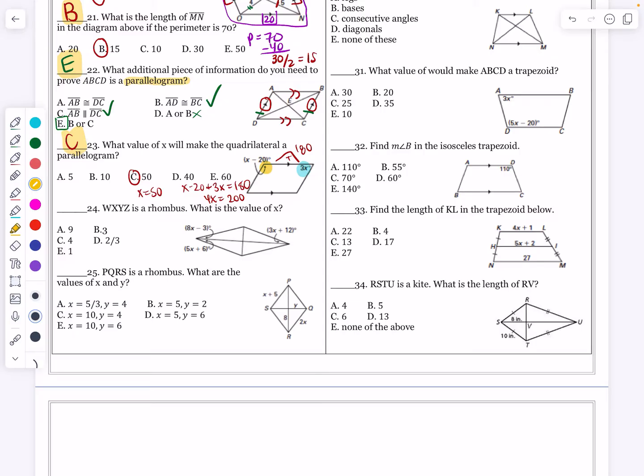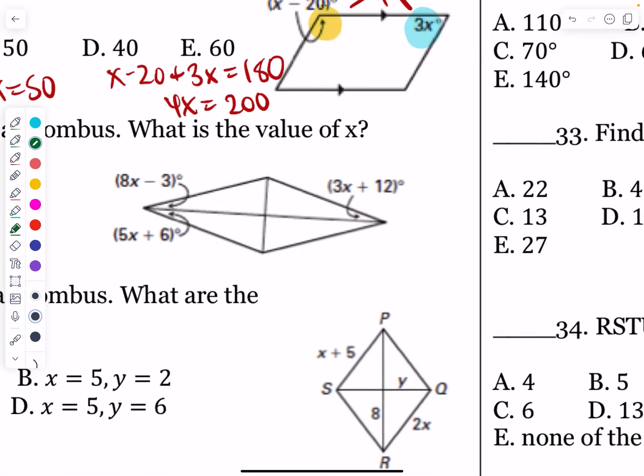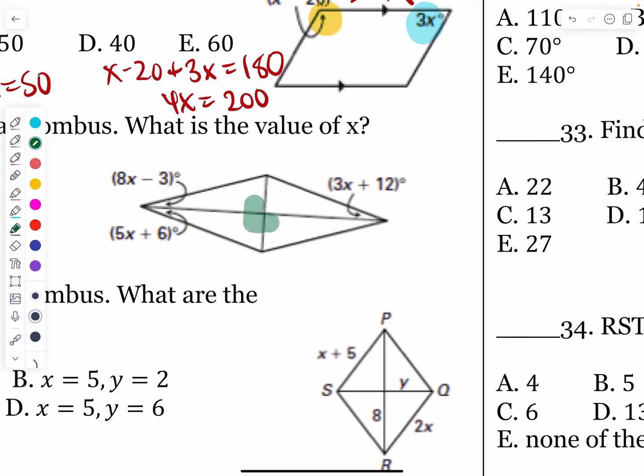All right, let's go to our next problem, number 24. It says that this shape is a rhombus. Immediately when I see rhombus, remember what I do. I go 4 right angles around the diagonals, and then I mark each sides of the diagonals as bisecting. So this red diagonal gets bisected, and this yellow diagonal bisects the angles as well. And so those yellow angles are going to be congruent, and those red angles are going to be congruent.